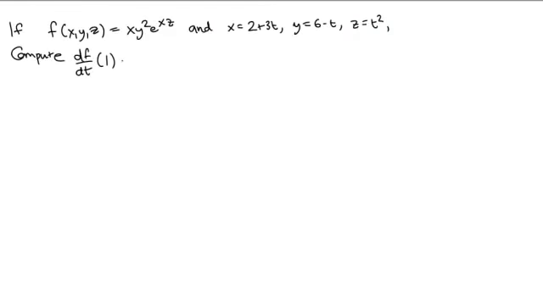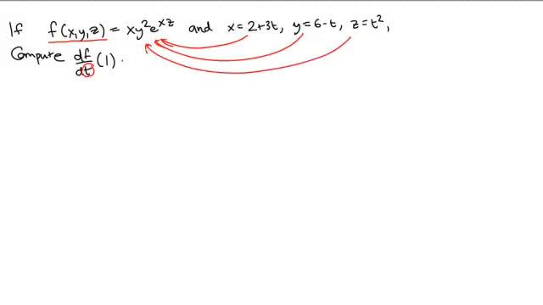If f of xyz is xy squared times e to the xz, and x is equal to 2 plus 3t, y is equal to 6 minus t, and z is t squared, compute the derivative of f with respect to t at the value 1. So notice that even though f is a function of x, y, z, we're asking for the derivative with respect to t. So the problem is sort of implying that we want to stick these values in.